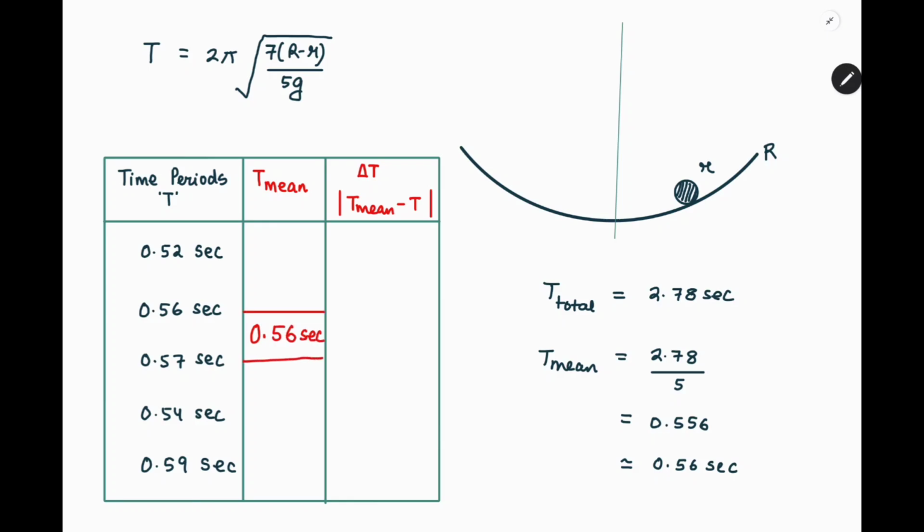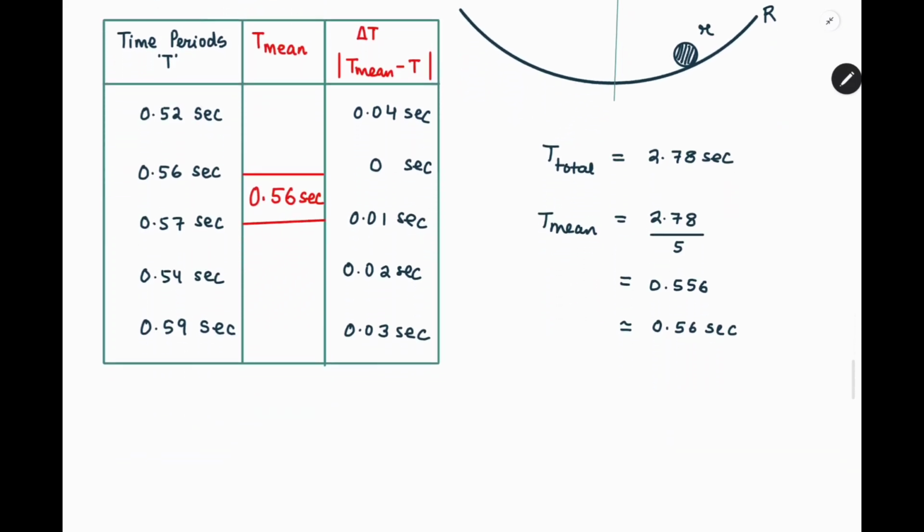Now using this mean value, we are going to calculate the error in each measurement. The error associated with each measurement is T mean minus this value, and we will only take the mod values. So over here we have 0.04 second, the next one is 0 second, then 0.01 second, then 0.02 second, and then 0.03 second. Now if we calculate the delta T average, that is the error in each measured value, and add all the terms, we get 0.10 second, and then the average value will be the sum of this divided by 5.